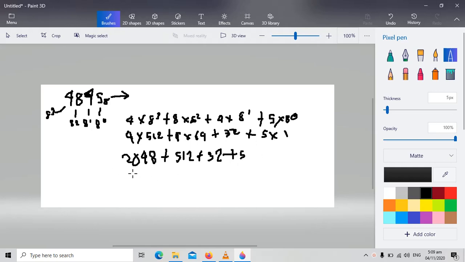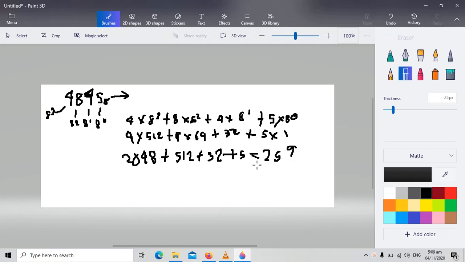Alright, so 2048 plus 512 plus 32 plus 5 is equal to 2597. So that's our decimal number.